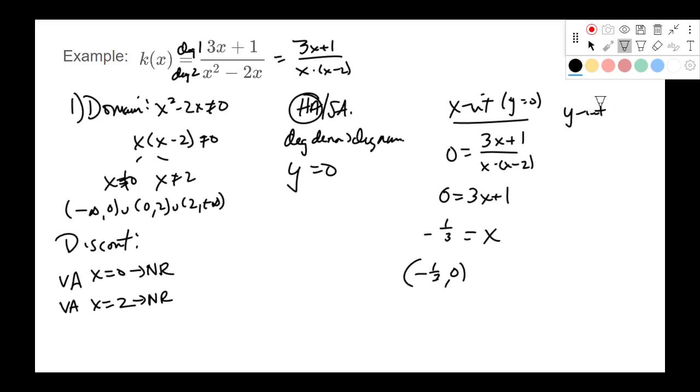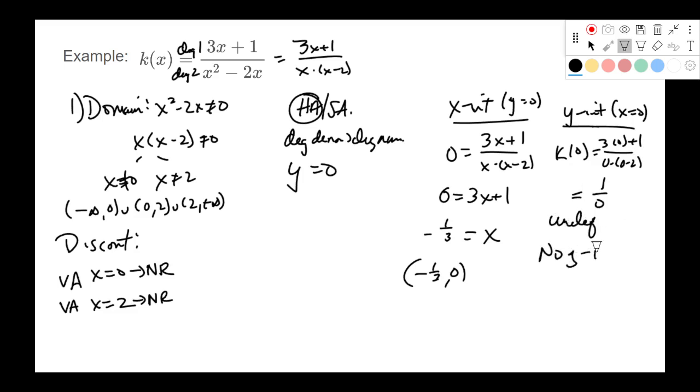And then my y-intercept, again, the same thing. It doesn't matter whether or not you use the one that's printed. To find that, I'm going to make x 0. So k of 0 will be (3 times 0 plus 1) over (0 times 0 minus 2), which actually comes out to be 1 over 0, which is undefined. So there's no y-intercept at all.